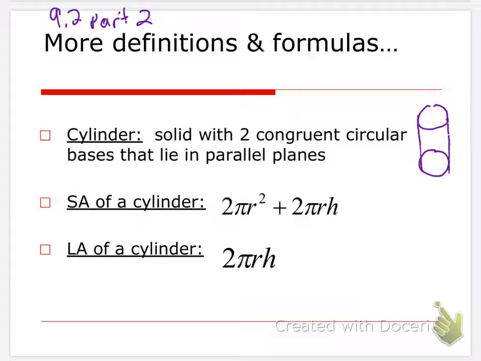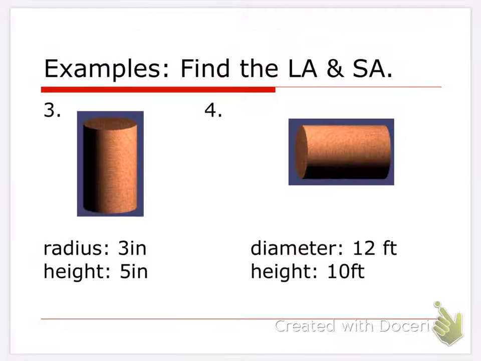Can of soup. The surface area of a cylinder is 2 pi r squared plus 2 pi r h. This is the area of a circle, and this is the circumference of the circle, right? So it's the same formula as the last one, but with different letters. And the lateral area of this cylinder is 2 pi r h, so just the second half. Okay, so here we want to find the lateral area and the surface area.